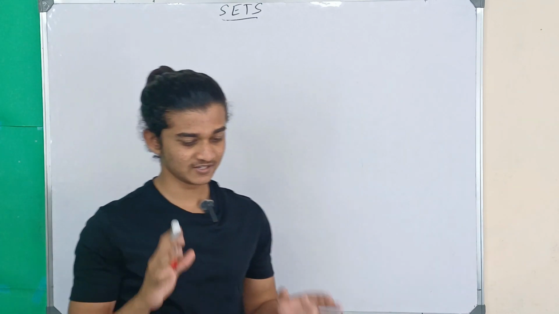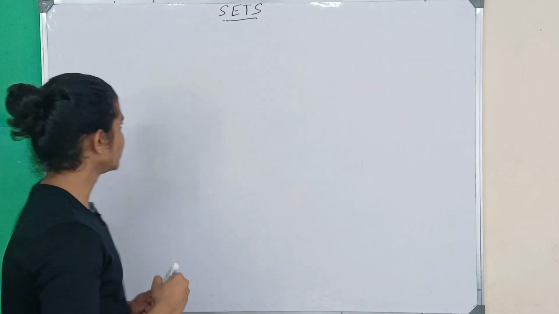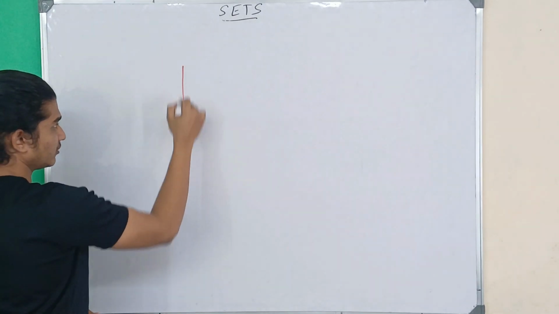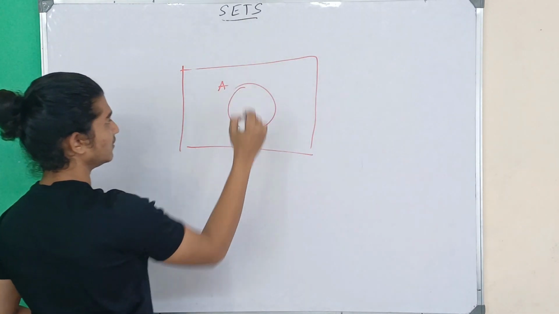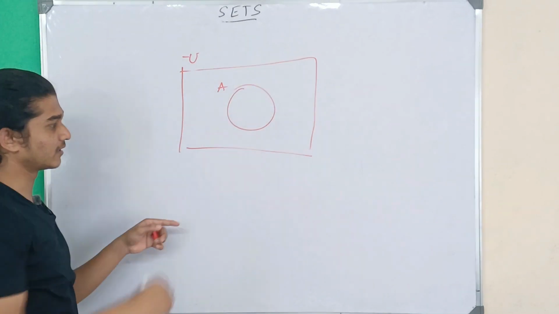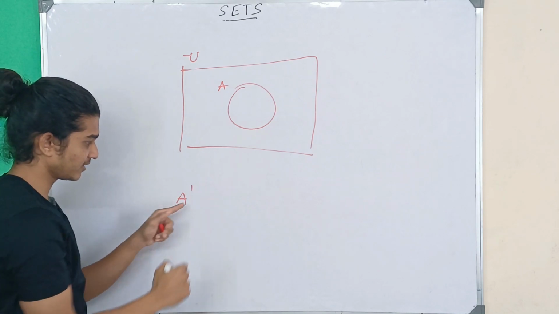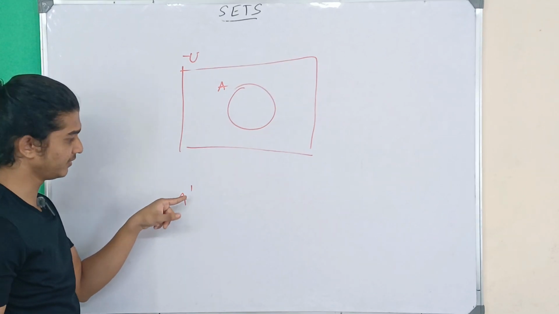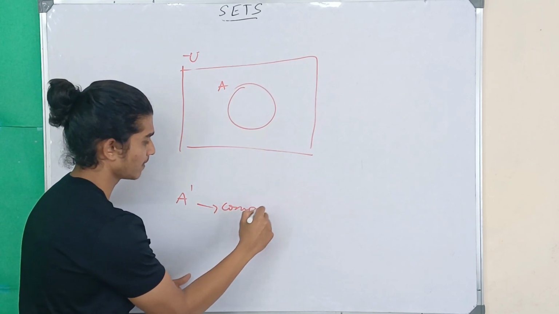So let's get started. Today's concept is the complement of a set. Complement of a set is basically, in terms of a Venn diagram, suppose this is your set A, and this is your universal set, which is this whole rectangle. If I want to say what is the complement of A, so this is A. If I write a dash on top of the A, it's called the complement of A. It's read as complement of A.